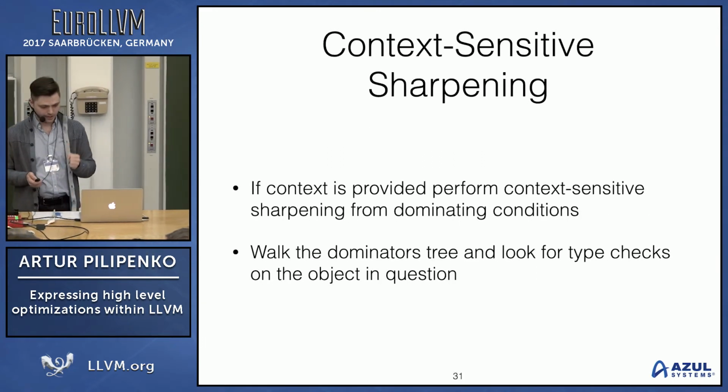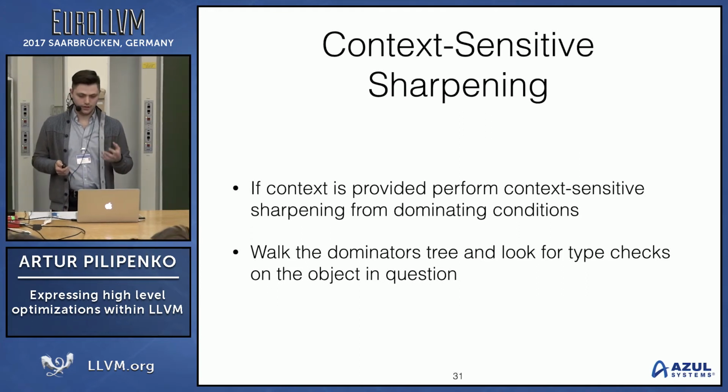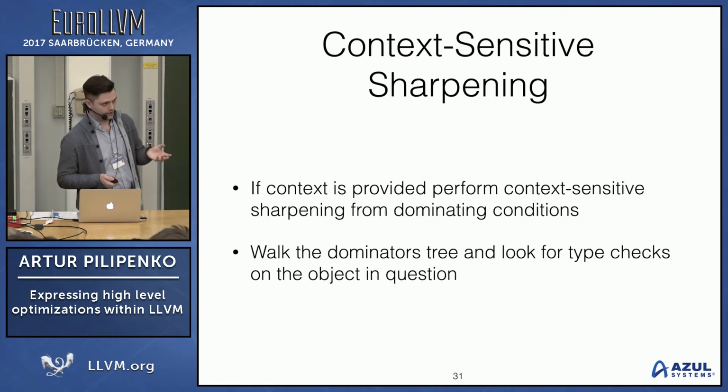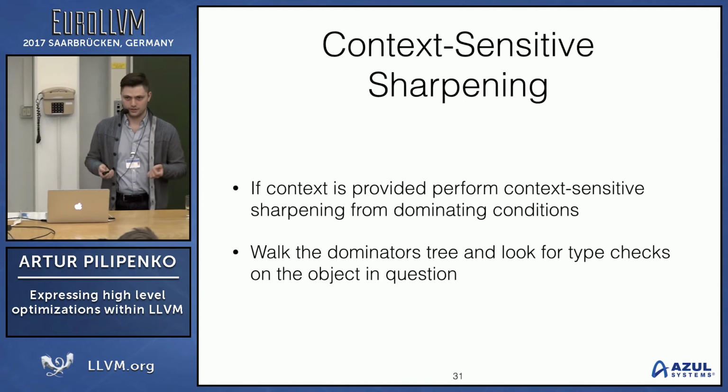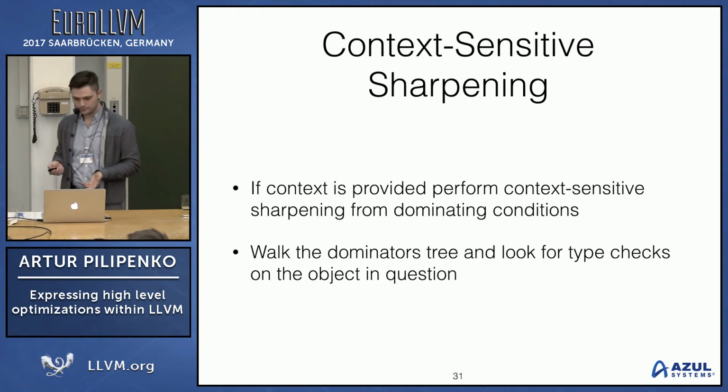And if you pass a context instruction, the analysis will try to do context-sensitive type sharpening, looking at the dominating conditions. So it will walk the dominator tree, which you need to pass along with the context, and it will look for type checks on the object in question.